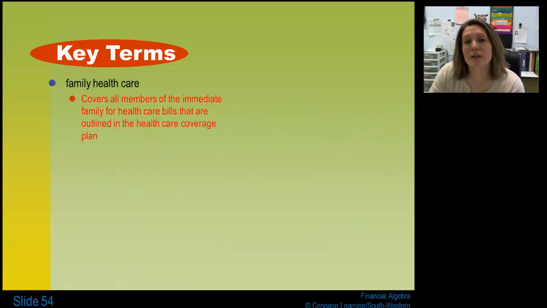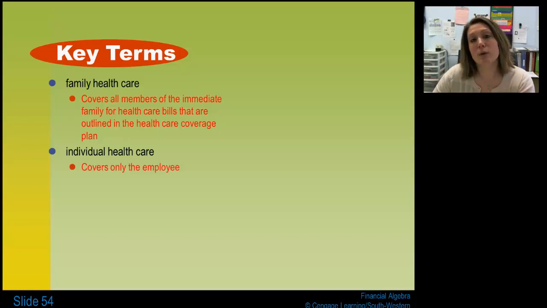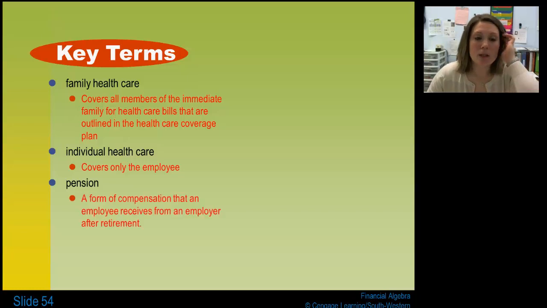Family health care, this covers all members of the immediate family for health care bills that are outlined in the health care coverage plan. So immediate family, so if the mom has the insurance, it would cover her husband and it would cover all of her children. That's the immediate family. Individual health care, this covers only the employee, so it doesn't cover the family. The pension is a form of compensation that an employee receives from an employer after retirement. So you pay into it, and then after working there for so many years, they give you a pension, which is basically a salary, a small portion of your salary.